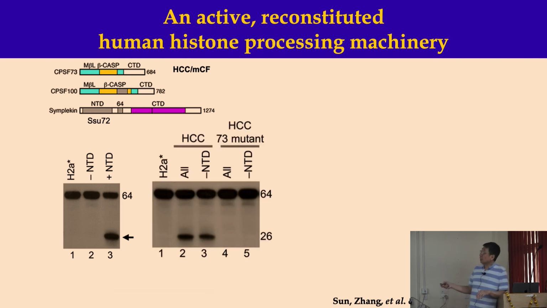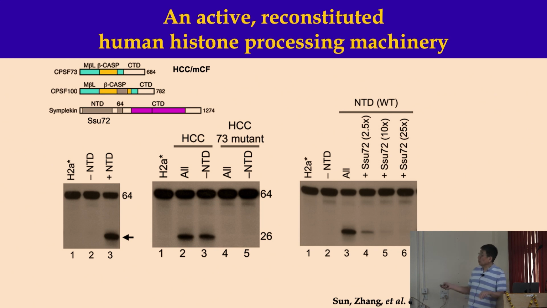So now that we understand the NTD is required, we don't have a choice. Even though it's harder to express, we have to go back and make the full length Symplekin. Now when you have the full length Symplekin, you don't need the NTD anymore. So you get activity with or without additional NTD. It doesn't matter anymore because there's NTD already in the full length protein. And then if we make a mutation at the site of CPSF73, you knock out that cleavage activity. So this is actually the first time there's direct biochemical evidence showing that recombinant CPSF73 can cleave RNA, and if you mutate the site, you knock it out altogether.